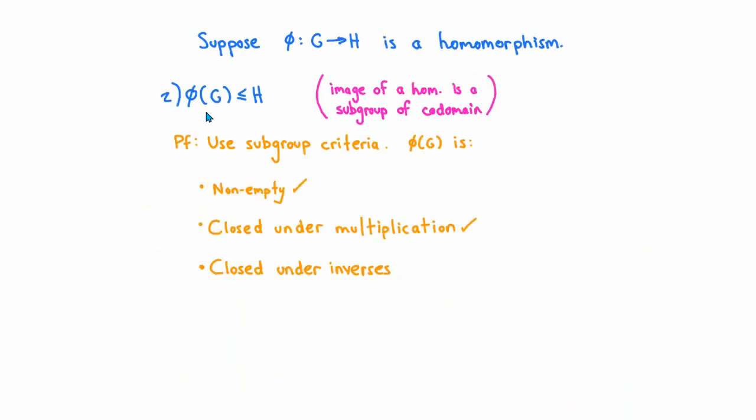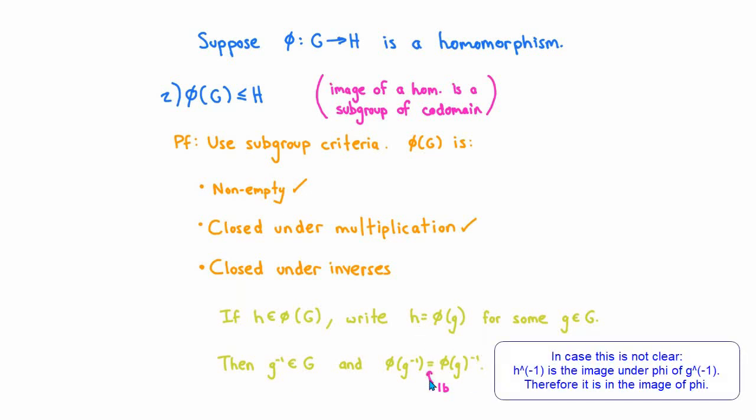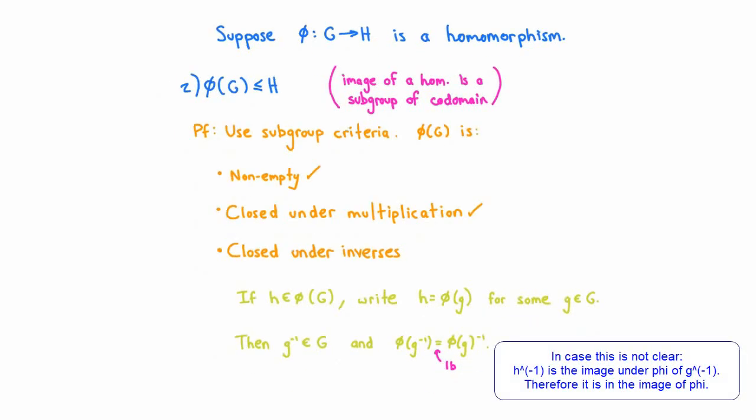Finally, to show that phi of G is closed under taking inverses, let's suppose that we have an element h in the image of phi, and let's write it as phi of g for some g in G. Well then, since G is a group, g inverse is also in G. And since phi is a homomorphism, by property 1b, we have that phi of g inverse is equal to phi of g inverse. But phi of g is h, so the right-hand side here is just h inverse. That shows that phi of G is closed under taking inverses, and it completes the proof that phi of G is a subgroup of the codomain.